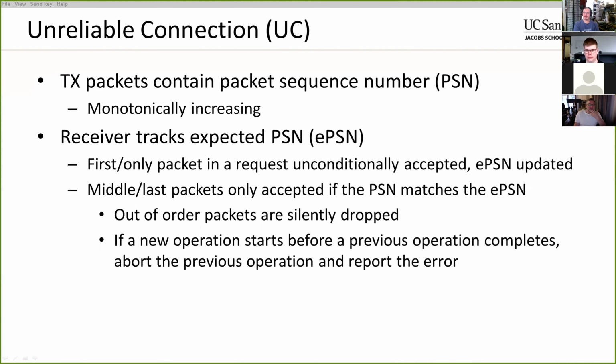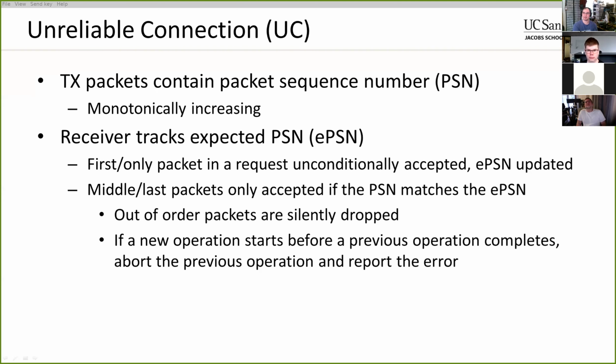Right. So this is out of order packets within a request. So if the request itself arrives out of order, as long as you see the first packet of the request, then it will be accepted. So the way UC works is that the first packet in a request is unconditionally accepted. So if the last packet of a request gets interchanged with the first packet of a subsequent request, then it will actually start that second request and kill the first one. That's what will happen in UC.